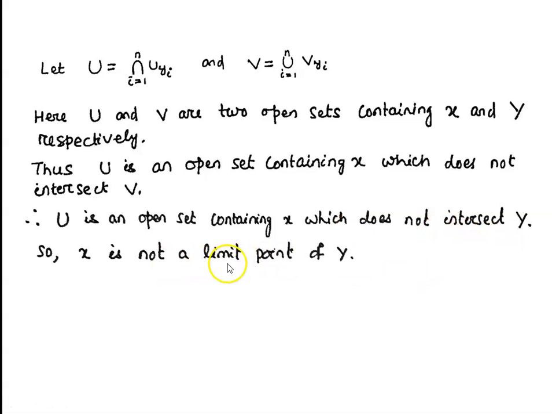So x is not a limit point of Y. Since we have taken x as a point which is outside of Y, and here we have seen that x is not a limit point of Y, we can say that there doesn't exist any limit point of Y outside Y. So Y contains all its limit points. Since Y contains all its limit points, here we can say that Y is closed. This completes the proof of this theorem.